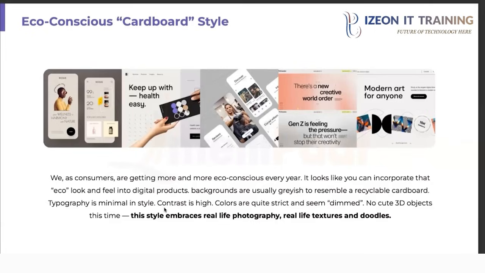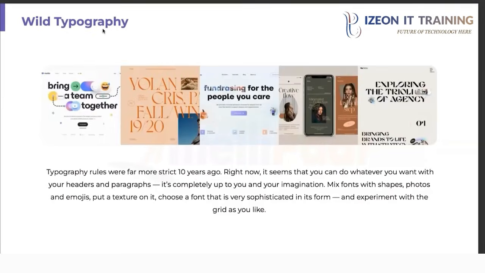Typography is minimal in style. Contrast is high. Colors are quite strict and seem dimmed. No cute 3D objects this time. This style embraces real-life photography. Whenever you're using this eco-conscious cardboard style, you'll try to use more real-life images, textures, as well as doodles.